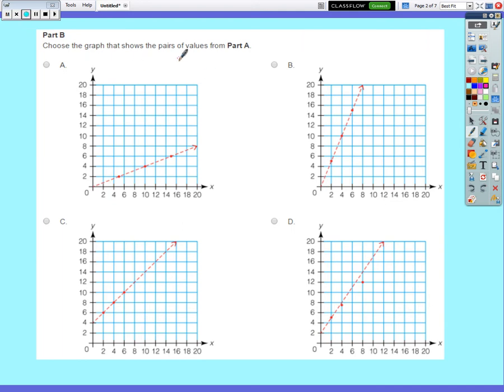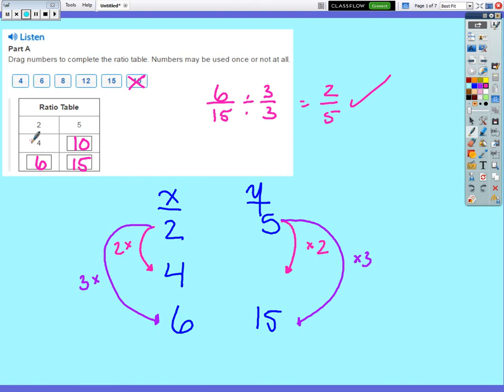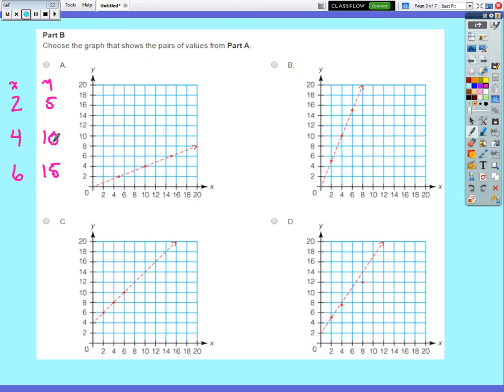Choose the graph that shows the pairs of values from part A. Now, let's see if I can recall this. The x was 2, and the corresponding y was 5. The x was 4. The corresponding y, I believe, was 10. The x was 6, and the corresponding y was, I believe, 15. Let's just double check that. 2, 5, 4, 10, 6, 15. Okay, good. So we want to find which graph has these points plotted accordingly.